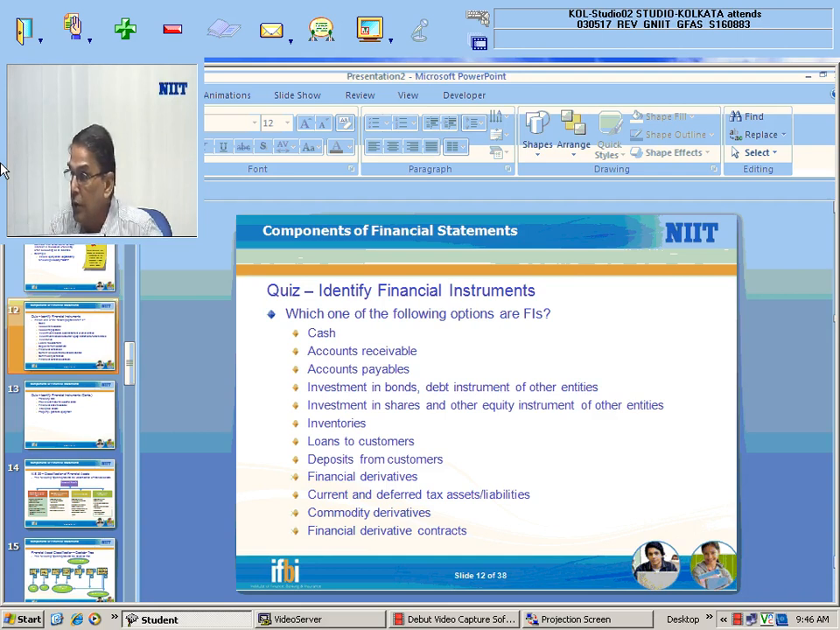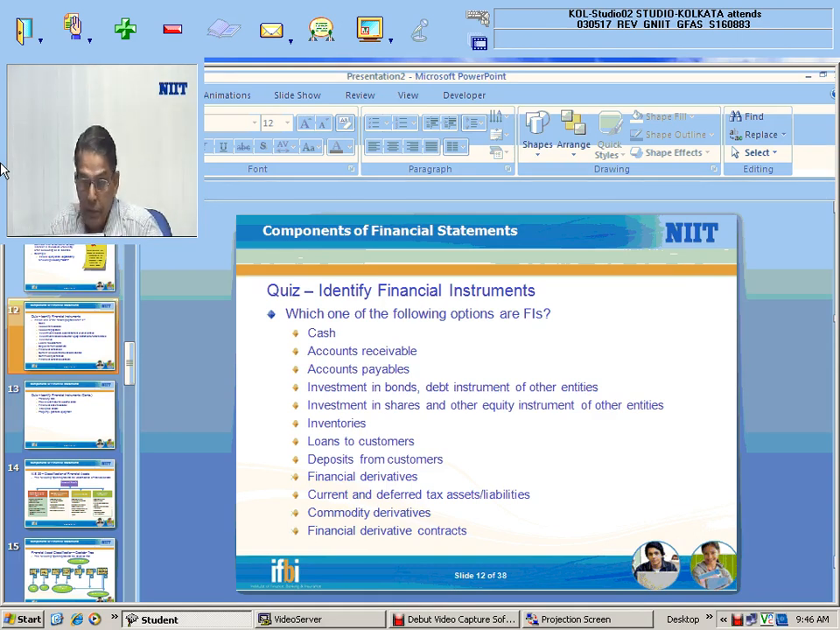So Dibya has come up with an answer. No, inventories is not a financial instrument at all. Loans to customers. Is it a financial instrument? And if it is, whether it's an asset or liability, whether it's an FA or FL or equity, loans given to customers. Like a bank providing loans to their customers. Example. So it's a financial instrument and an asset.